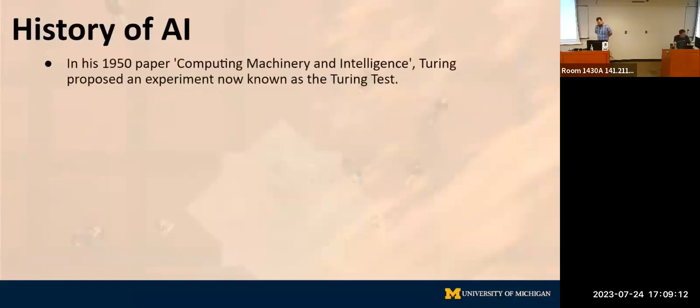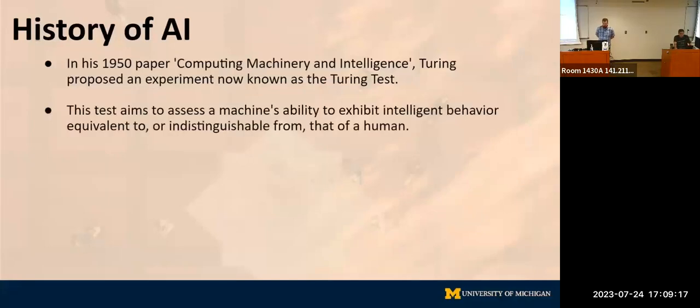So in 1950, in his paper, Computing Machinery and Intelligence, Turing proposed the experiment known as the Turing test for this very purpose. It aims to assess a machine's ability to exhibit intelligent behavior equivalent to or indistinguishable from that of a human. And it's quite interesting because in the past 20 years, and then the last five, and then the last one, the goalposts have almost felt like they've been moving somewhat.